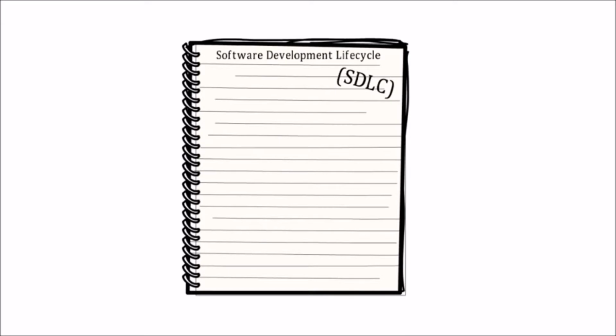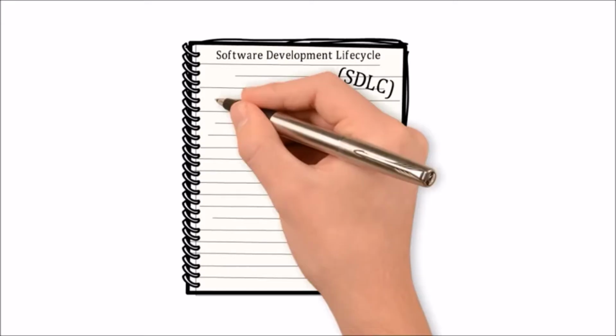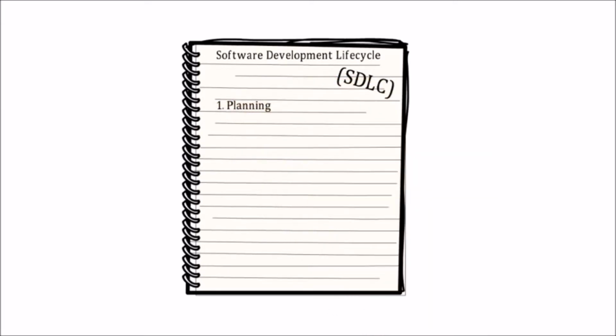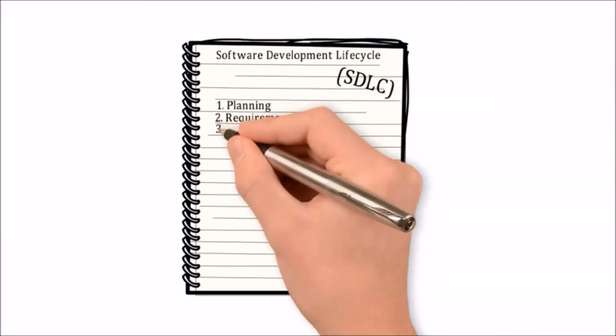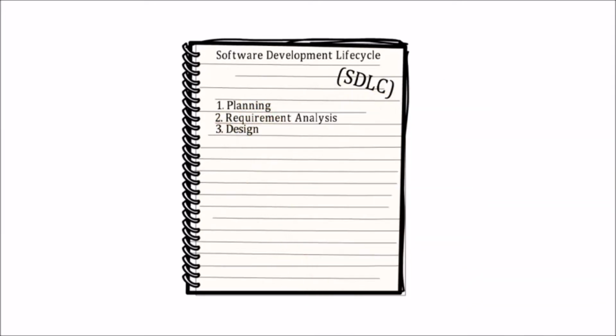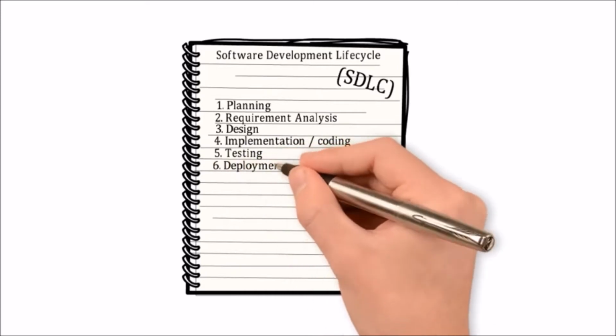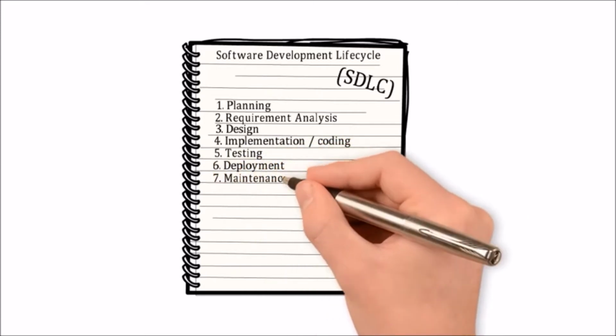There are 7 key points to understanding the software development lifecycle. Phase 1, planning. Phase 2, requirement analysis. Phase 3, design. Phase 4, implementation and coding. Phase 5, testing. Phase 6, deployment. And Phase 7, maintenance.